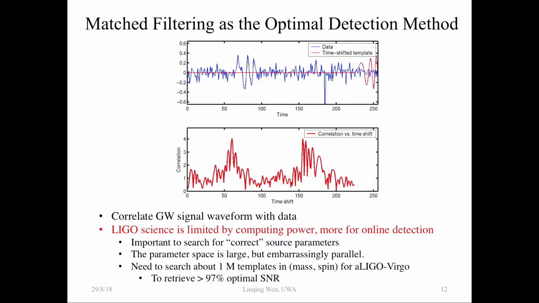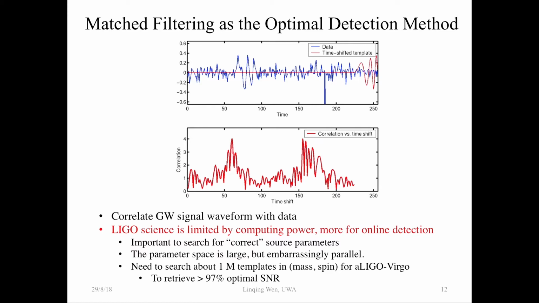scaling. However, LIGO science is actually limited by computing power. Why? Because we are searching through, say, masses from one solar mass to about hundreds of them and different spins. And we want to make sure we retrieve at least 97% of the optimal SNR. For instance, for advanced LIGO, we need more than 1 million templates, this waveform, to do that matched filtering. And we cannot do a lot, actually. With the limited computing power, we cannot do more than we wanted to.